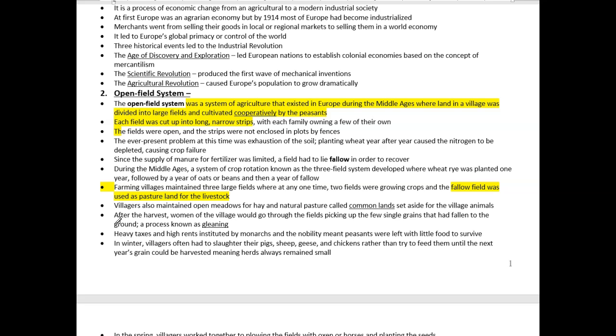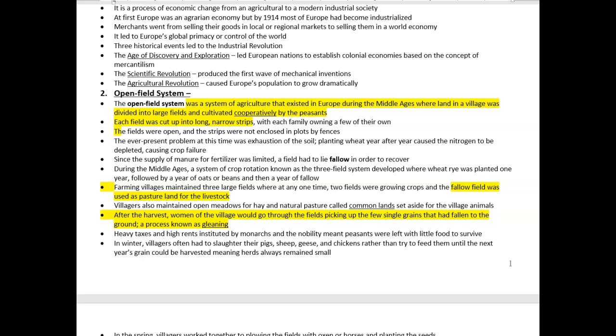Villagers also maintained open meadows for hay and natural pasture called common lands, set aside for the village animals. After the harvest, women of the village would go through the fields, picking up the few single grains that had fallen to the ground, a process known as gleaning. I'm going to go ahead and highlight that. Even though it's not an ID term, it is one in which it's underlined, so it's still important. So I'm just going to go ahead and highlight all of that right there.